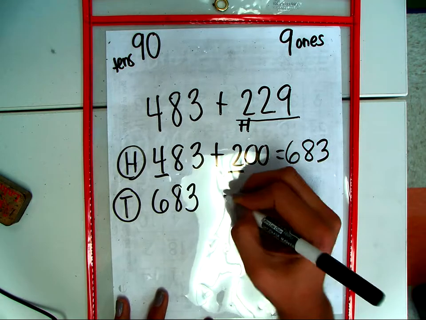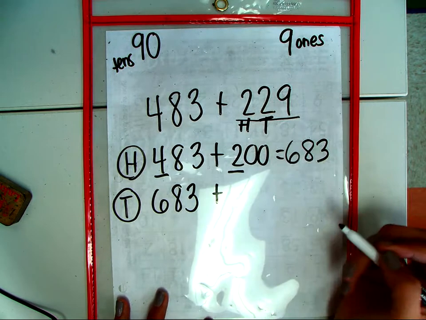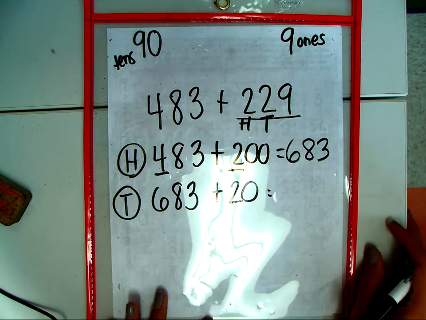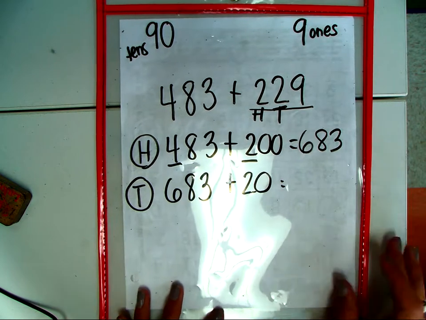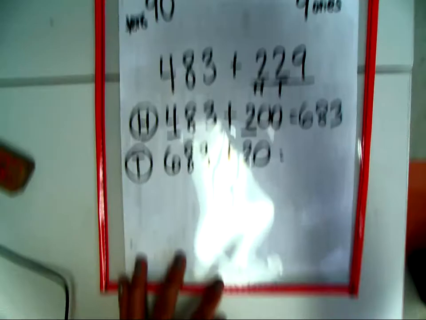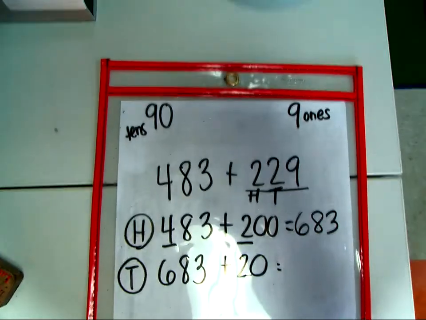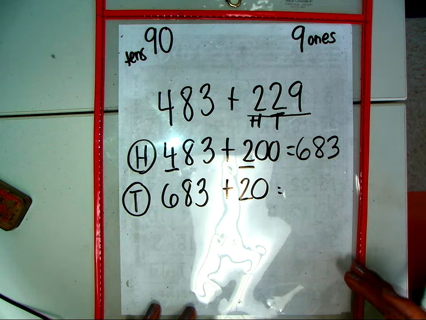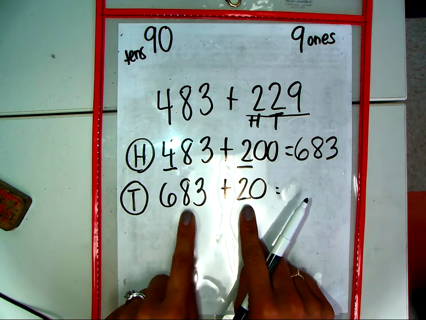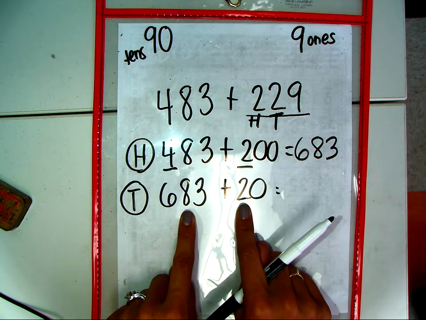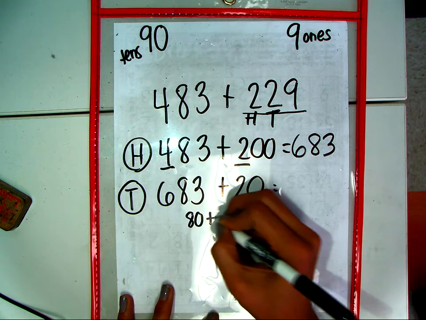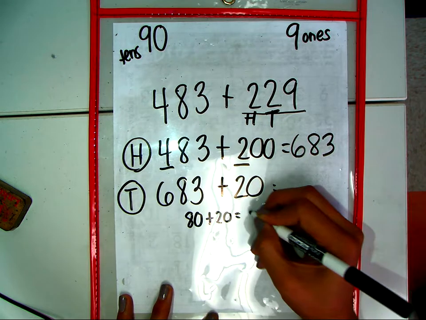I go to add my tens. 683 plus 20. Right here, if you're practicing at home, your student might say beep, beep, beep, or wow, I found the weirdness. They might say something like that. That's because if I look in the tens place, 8 tens plus 2 tens, that's more than 90. So I suggest writing it at the bottom. 80 plus 20 equals 100.